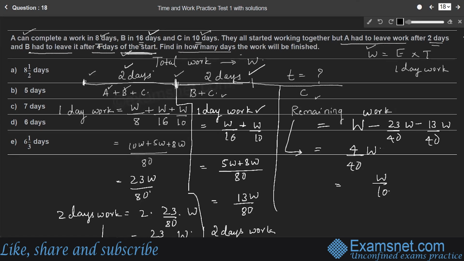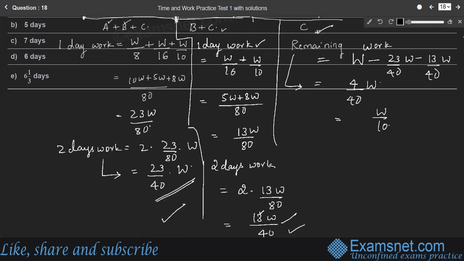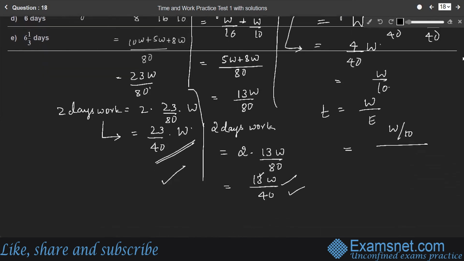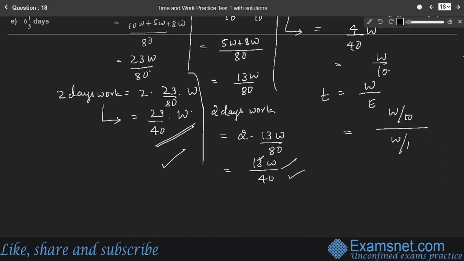Here the question is, find in how many days the work will be finished. So this remaining work will be done by C. In how many days? Again using the same formula, time is equal to work by efficiency. What is the remaining work? W by 10. And the efficiency of C: C can complete the whole work in 10 days, so C's efficiency becomes W by 10.